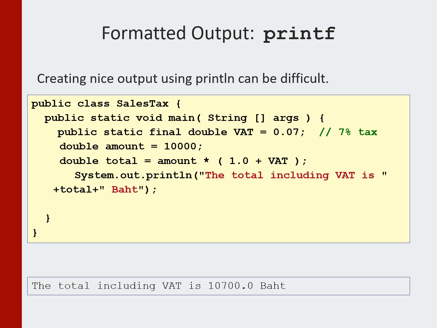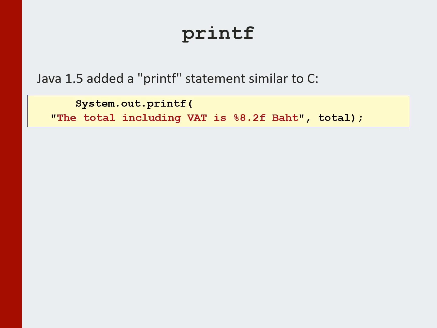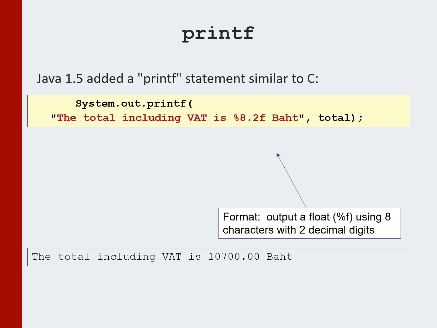This is fine, but if I want to format the string in a certain way, println is not really the best way to do this. Now with printf, we can say that I exactly want the total to have this format, %8.2f. That way, the format that I get is a float that uses 8 characters total, but it has 2 decimal digits.